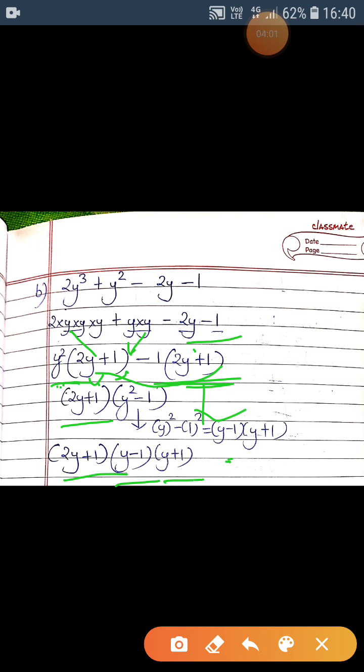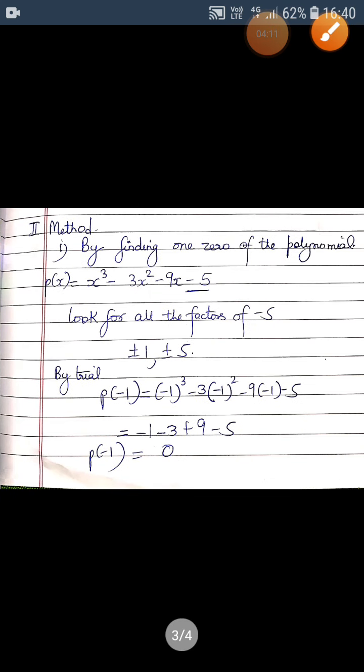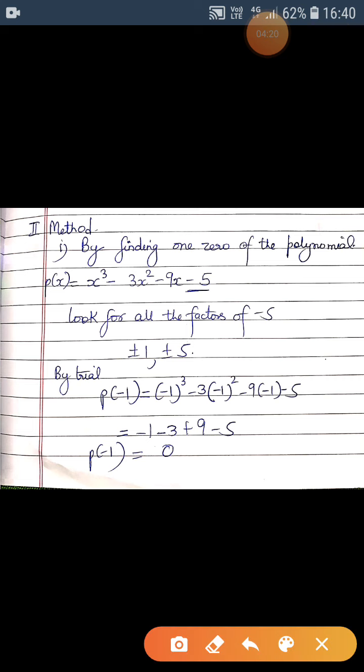So these were some of the polynomials in which it was possible to do the factorization by grouping method. But there are some polynomials in which this method is not applicable. For example, if we take this polynomial, denoted by p of x, it is x cube minus 3x square minus 9x minus 5. We can see that we cannot form groups here, and no common factors as such can be formed.